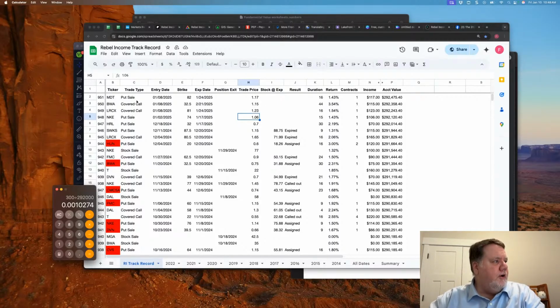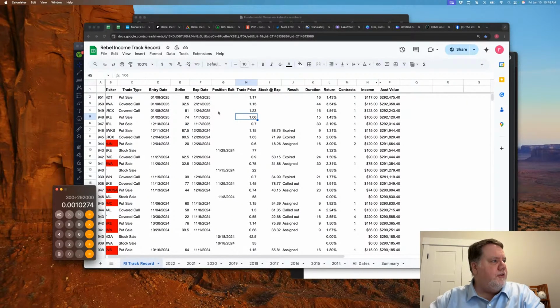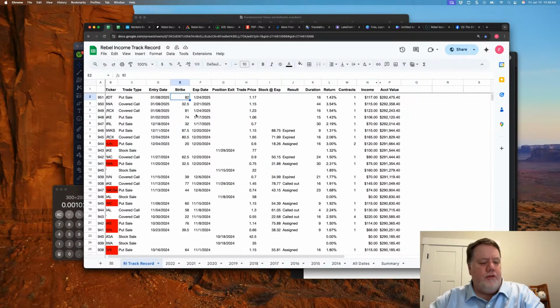So a couple of other trades coming up here. Let's take a look just really quickly. This week's put sale was on Medtronic. So let's see how we are doing on that one. I sold the $82 strike price on that one.